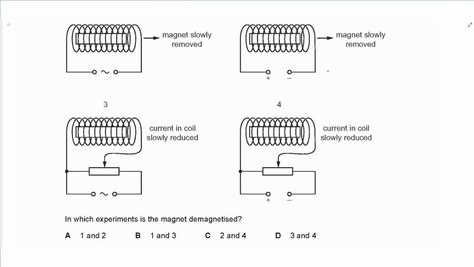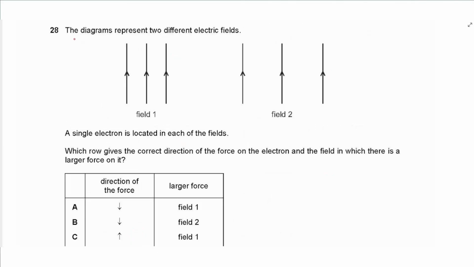So using direct current does not demagnetize, it magnetizes or increases the strength of the magnet. So using alternating current would work. Either we are moving the magnet through the coil or changing the magnitude of the current. They both will work. So that's 1 and 3. So we choose B.